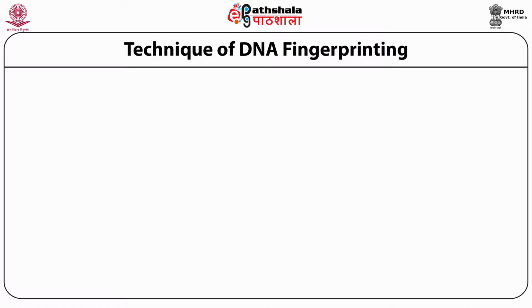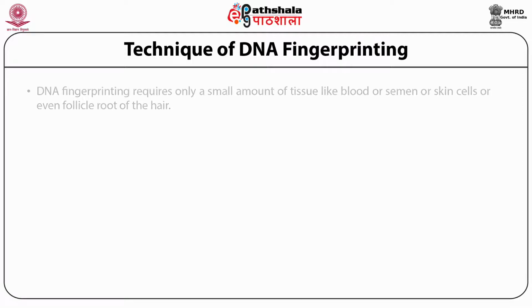Now, I'll be talking about different techniques of DNA fingerprinting. DNA fingerprinting requires only a small amount of tissue like blood, semen, skin cells, or even the follicle root of the hair. Typically, DNA content of about 100,000 cells, or about 1 microgram, is sufficient. The procedure of DNA fingerprinting consists of many steps.